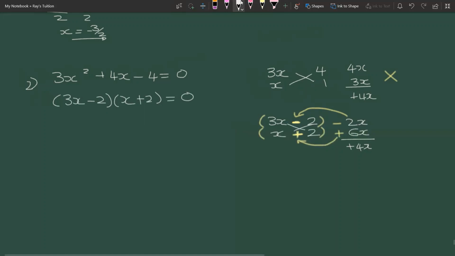Like I mentioned in the video before, we would like to do a quick check. So you multiply the two last terms in the brackets, positive 2 times negative 2, and then you check that you get the last term. And that's one way to make sure that your factors are correct.